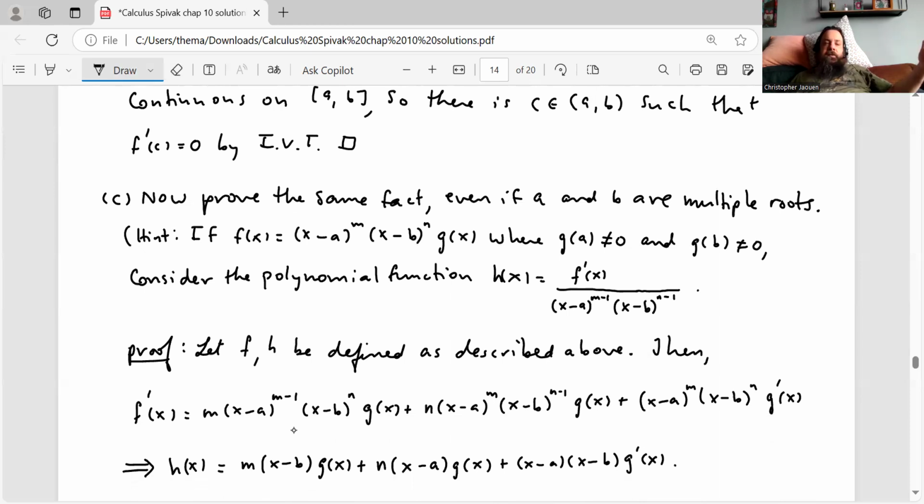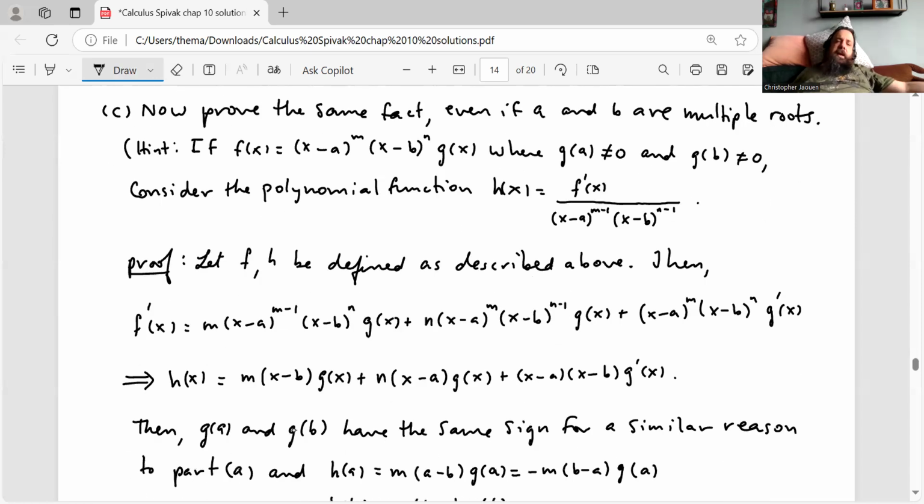And again, Spivak gives a hint here. If f of x is x minus a to the m times x minus b to the n times g of x, where g of a is not 0, g of b is not 0, consider the polynomial function h of x equals f prime of x over x minus a to the m minus 1 times x minus b to the n minus 1. So that's what we'll do.